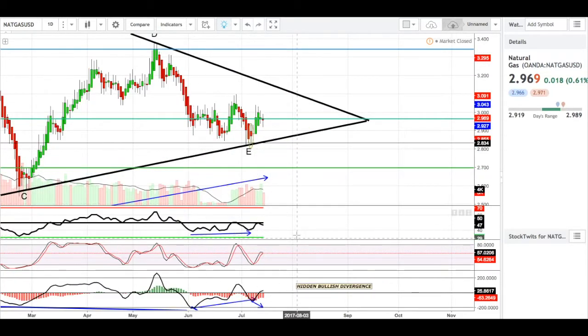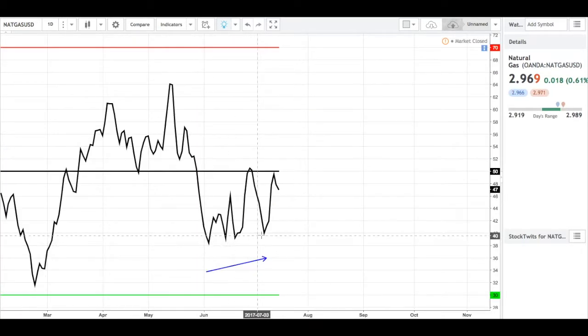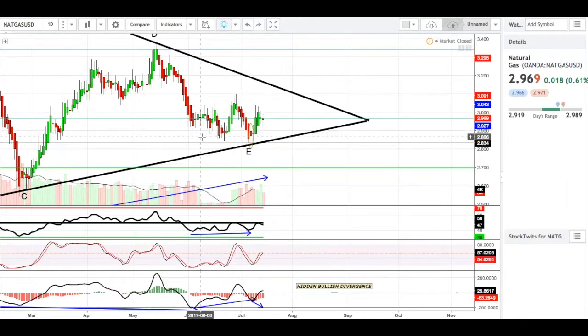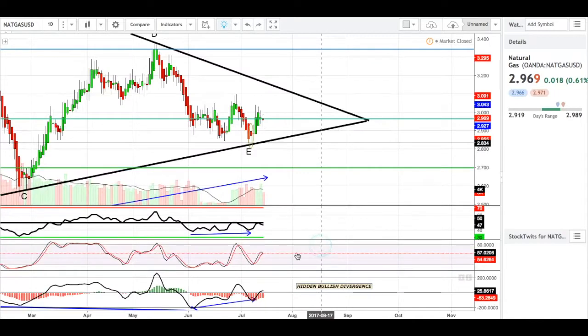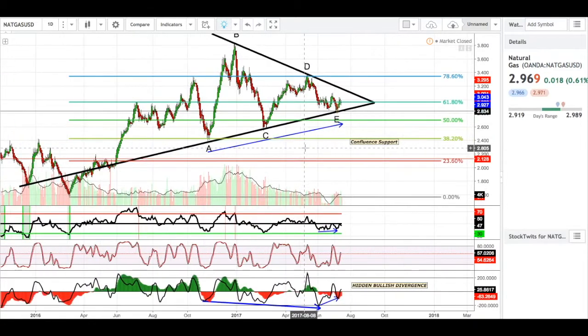Here on the daily, we also see our RSI has been slowly moving upwards, while our price has been slowly moving downwards. This is a regular bullish divergence here. And we see the same thing playing out here with our CCI making our low here and then a higher low, while price makes a low and a lower low. It's a regular bullish divergence right there.